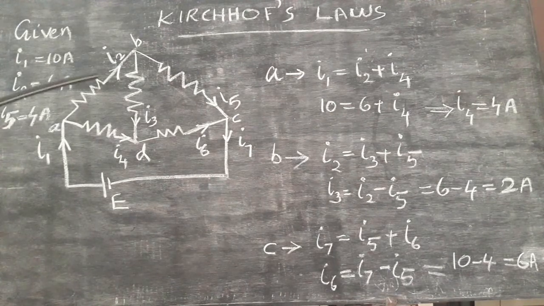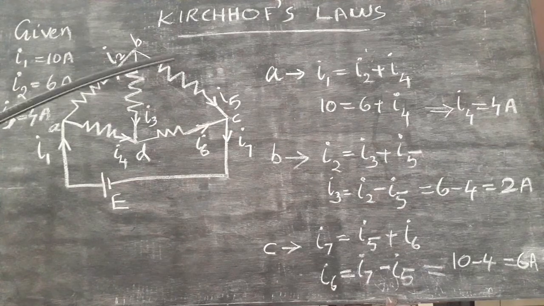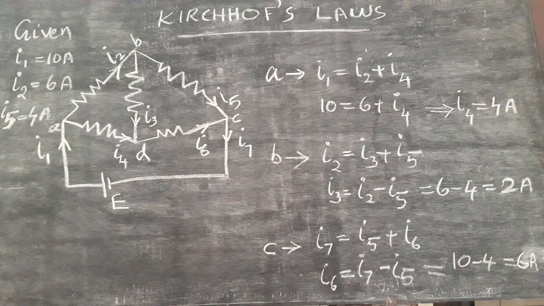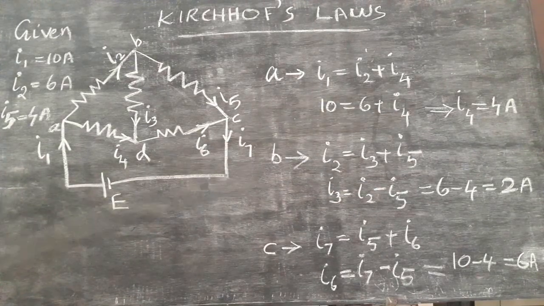Now, see another junction B. In this junction, there are also 3 branches. Current I2 is entering the junction, I3 and I5 are leaving the junction. Therefore, current entering is equal to current leaving: I2 is equal to I3 plus I5. I3 we don't know, I2 we know is 6 ampere, I5 is 4 ampere. Therefore, I3 is equal to I2 minus I5, that is 6 minus 4 equal to 2 ampere.